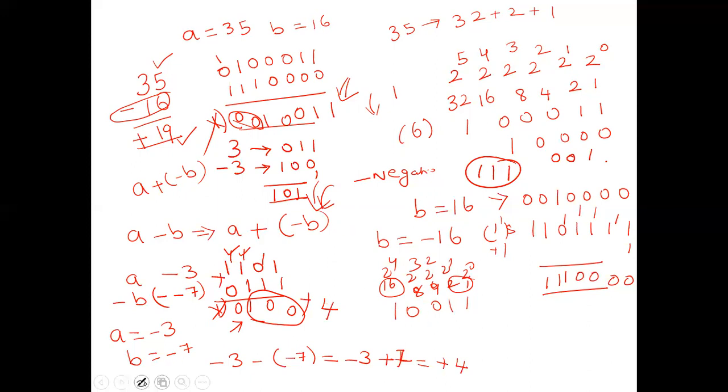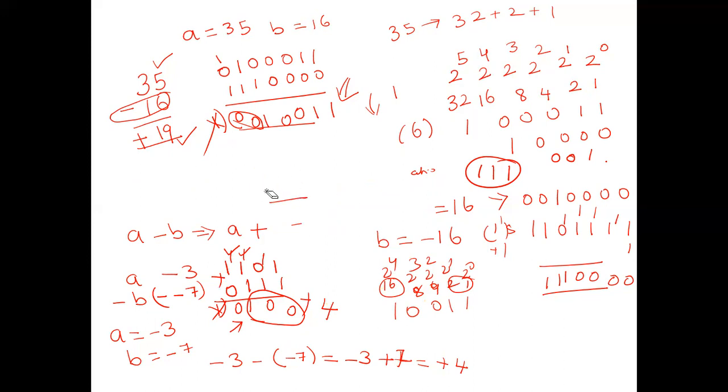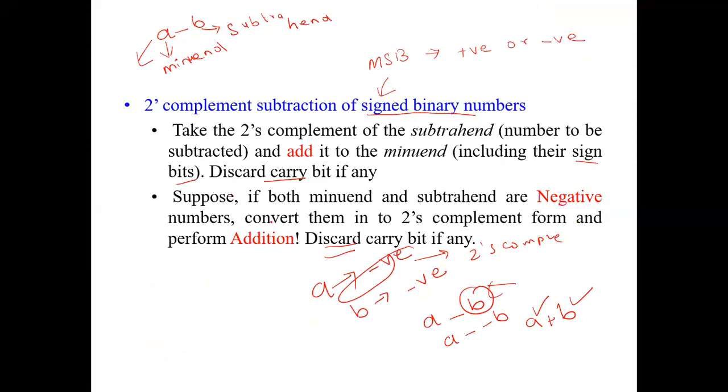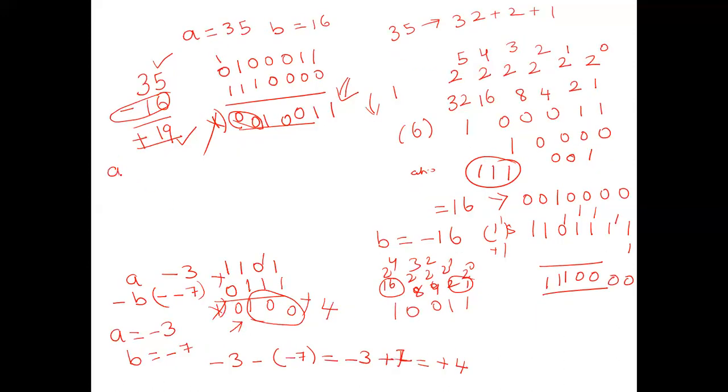If you take another example, I have to perform a subtraction. I have to take another example to satisfy the second condition. What I am doing now, my A is minus 3, but B is, sorry, my B is 7. I want to perform A minus B. So minus 3 minus 7, the answer is minus 10.